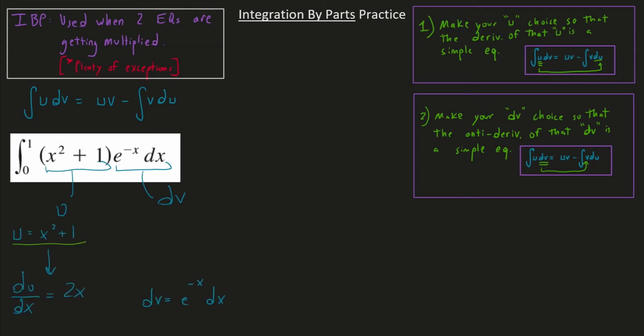So here's my u choice, and I want to take the derivative of it so I can get my du by itself, because I know I'll need it here in my second integral. So I'm going to multiply both sides of my derivative equation by dx. Got it. And I'm going to take the antiderivative of both sides of my dv choice so I can figure out what v is. And that gets me v as negative 1 times e to the negative x. So I got my du and I got my v.